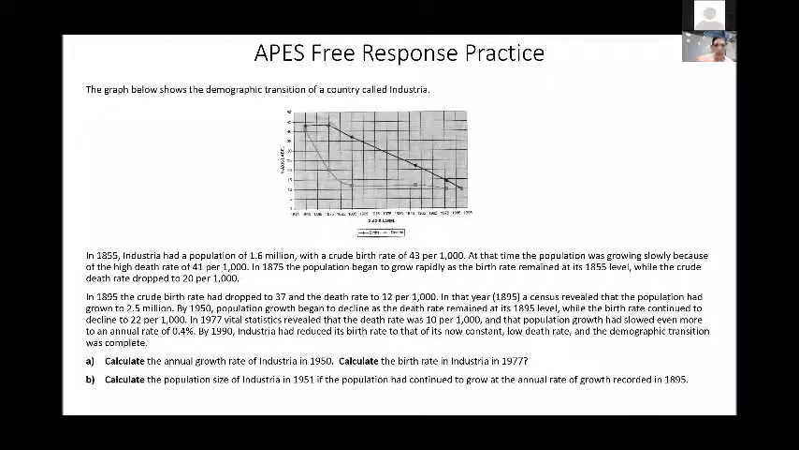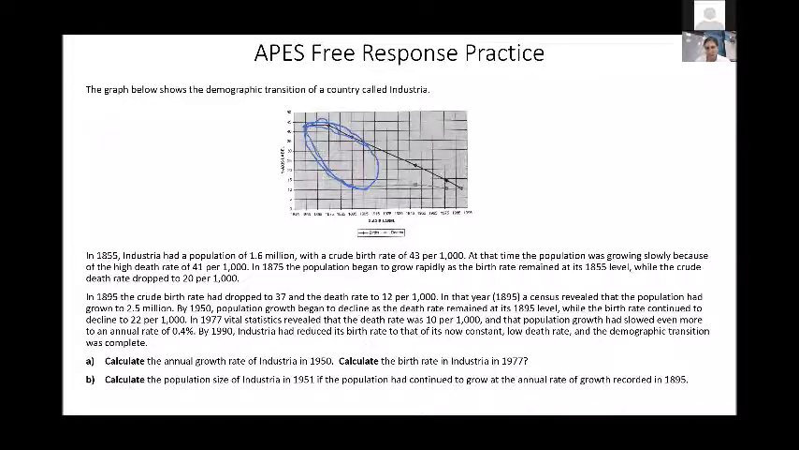And we can see that here. Death rates dropped really far, and then it took a little bit longer for the birth rates to level out. In 1895, the crude birth rate dropped to 37 and the death rate to 12 per 1,000. And in that year, a census revealed that the population had grown to 2.5 million. By 1950, population growth declined as the death rate remained at its 1895 level, while the birth rate continued to decline to 22 per 1,000. In 1977, it was revealed that the death rate was 10 per 1,000 and that the population growth slowed even more to an annual rate of 0.4%.